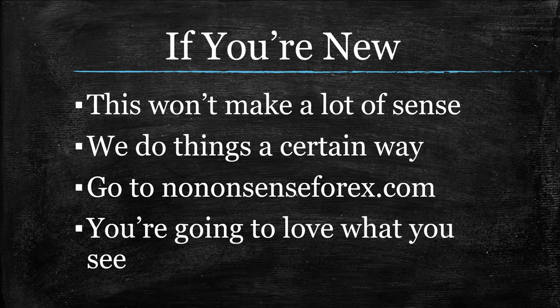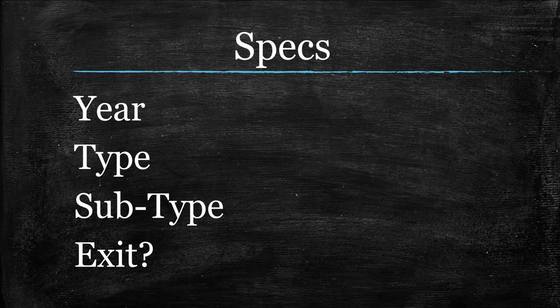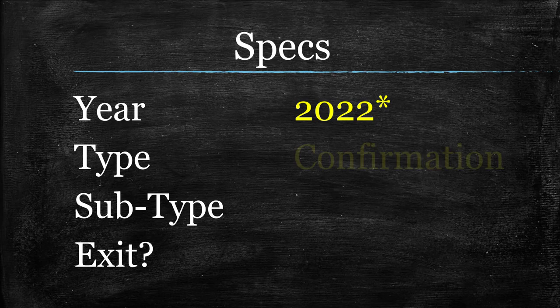For the rest of us, though, let's go ahead and get into the specs of the Elegant Oscillator. The year is going to be 2022 with an asterisk, because this is another one of those indicators, and I'm sure we've done these before, and I forgot to put the asterisks up, but for anybody who cares, this one's been around a little while, but it was coded for us in MT4 in 2022. The type is going to be a confirmation indicator.